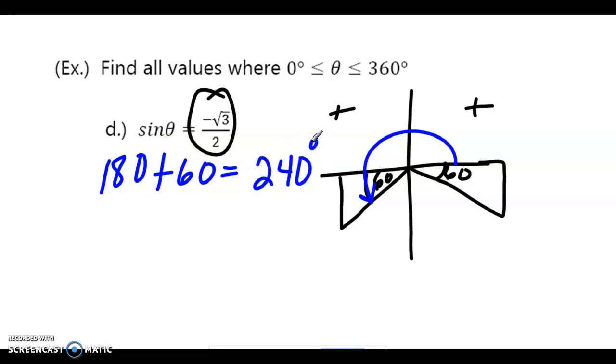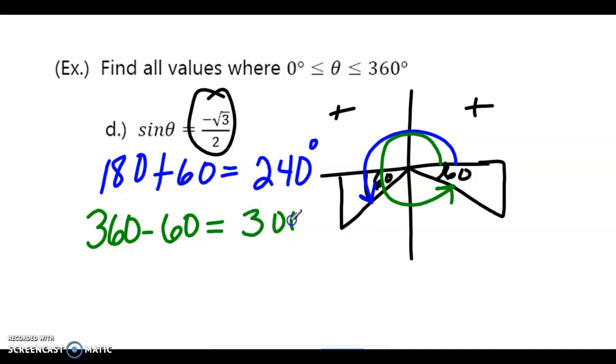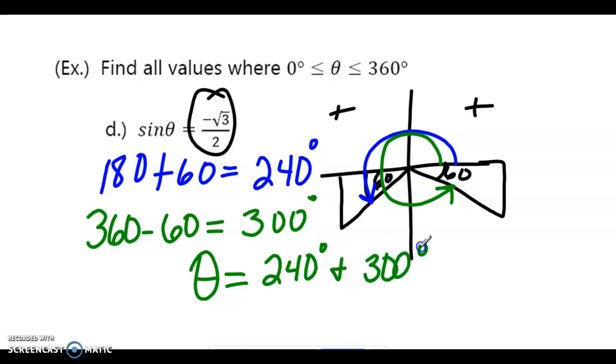So that's that angle. And then what is this angle measure? It's 300 exactly, because it takes another 60 to get to 360. So the two angles for theta that would give us a sine of negative radical 3 over 2 that are between 0 and 360 are 240 degrees and 300 degrees.